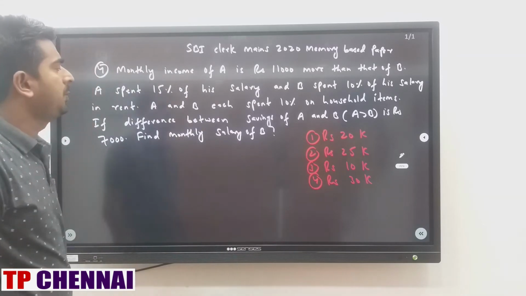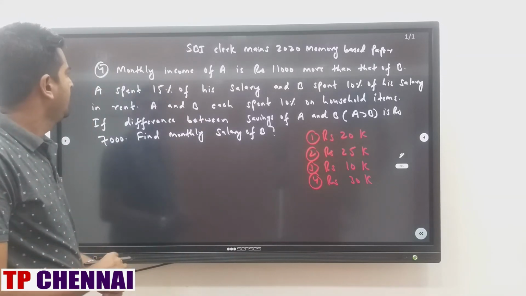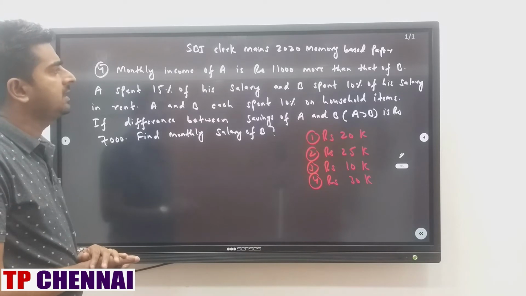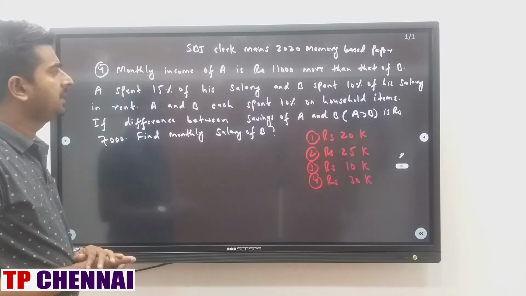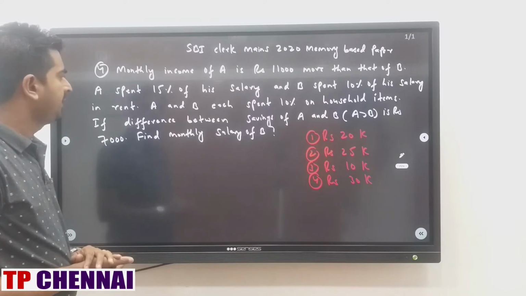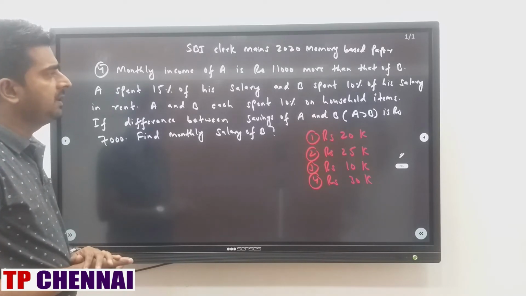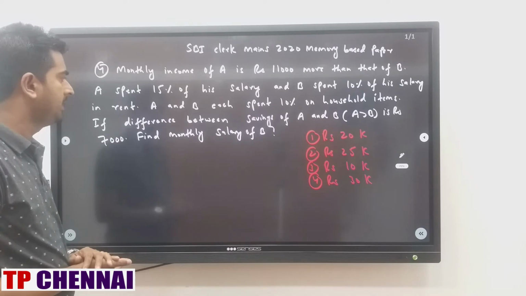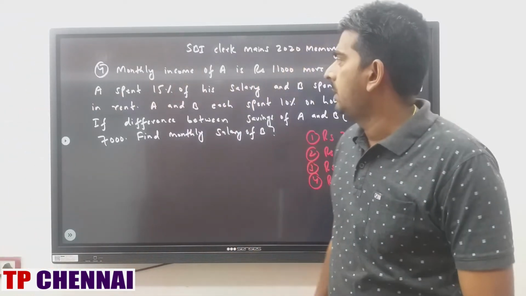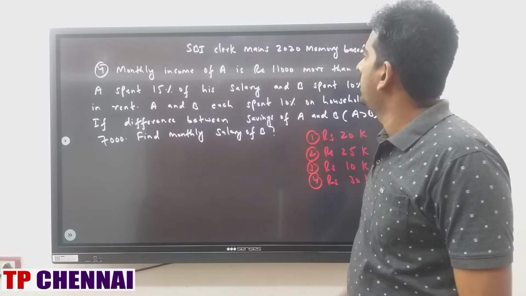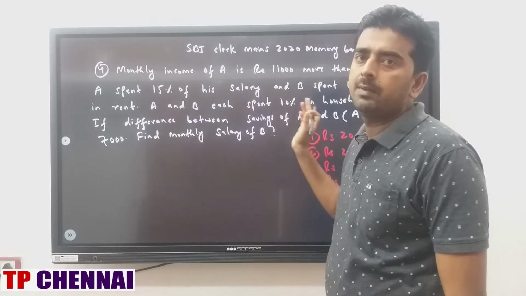Monthly income of A is rupees 11,000 more than that of B. A spent 15% of his salary and B spent 10% of his salary on rent. A and B each spent 10% on household items. If the difference between the savings of A and B, where A is greater than B, is rupees 7,000, find the monthly salary of B. So the equation method is there. For example, A minus B is equal to 11,000. If A's income is X, B's income is X minus 11,000.